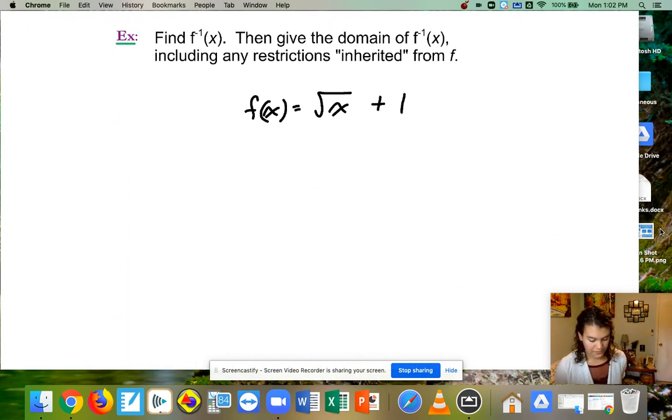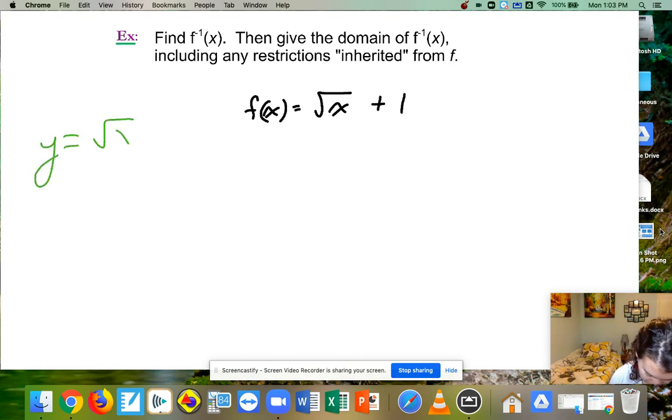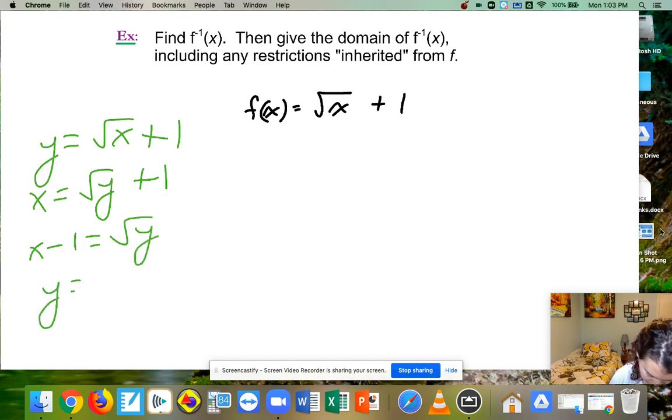Another example here. So we want to find our inverse, but then figure out what the domain is. So find the inverse first. You have y equals square root x plus 1. Switch that around to be x equals square root y plus 1. X minus 1 will equal square root y. If you square both sides, you get y equals x minus 1 squared.